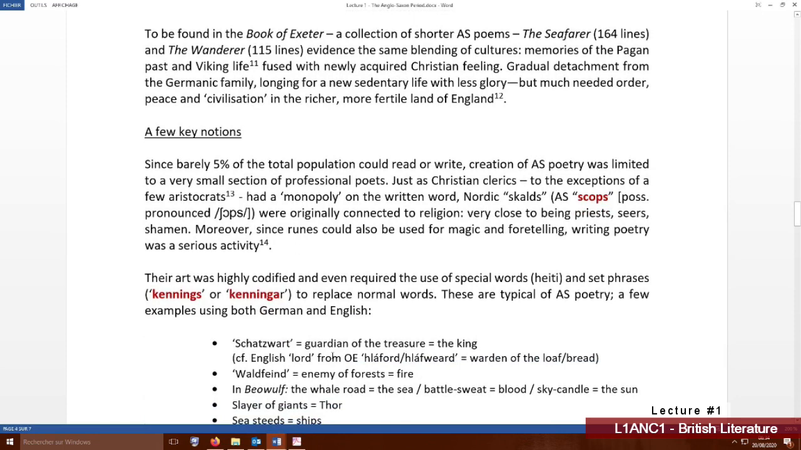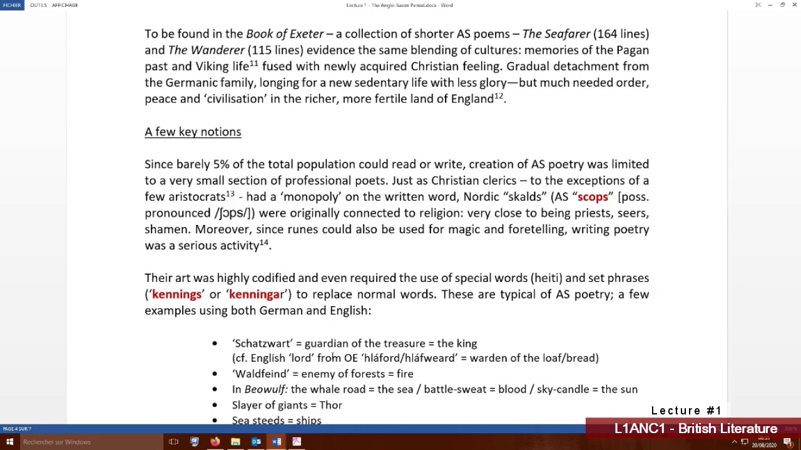Since very few people could read and write, mostly clerics, a few aristocrats, but even then they were considered as eccentrics when they were interested in knowing how to read and write. For example, King Alfred the Great had a library, and he was considered a bit of a nerd for that. So there was a monopoly of reading and writing assigned to clerics.